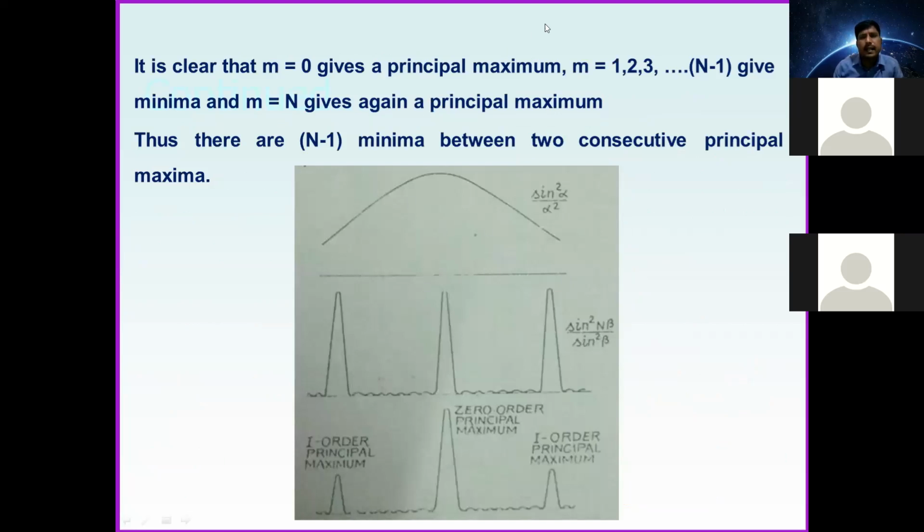It is clear that m equal to 0 gives the principal maximum. Where m is equal to 1, 2, 3 up to n minus 1 gives the minimums. Whenever m is equal to n, it gives the principal maximum again.